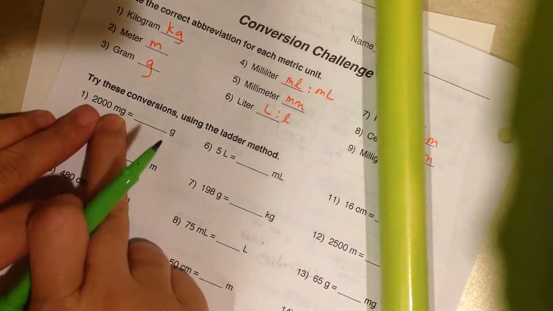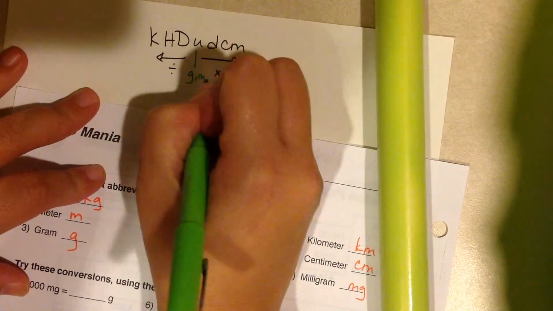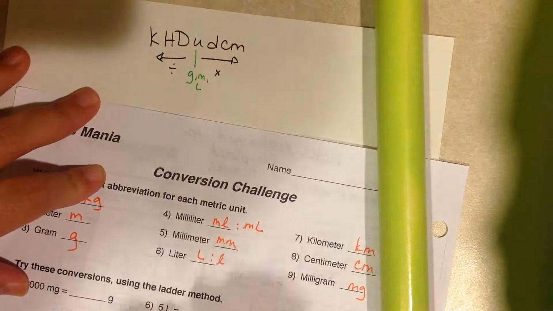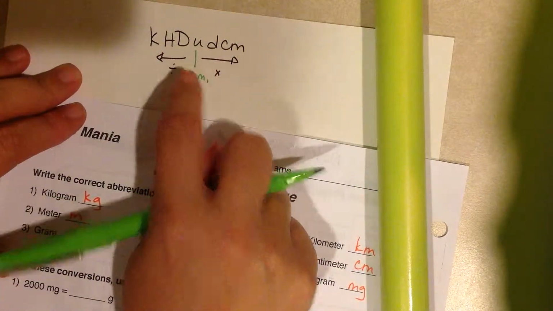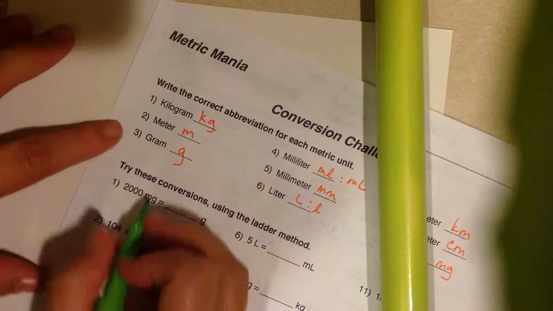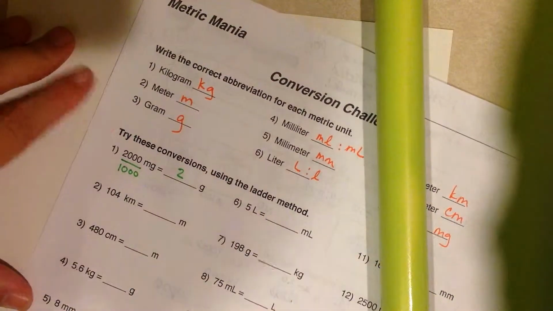So I've got 2,000 milligrams. I'm going to go milligrams to grams. Remember, this is my grams, my meters, my liters. Because I'm going from here to here, I'm going to divide it. And because I'm going 1, 2, 3 places, it gives me 2 grams.